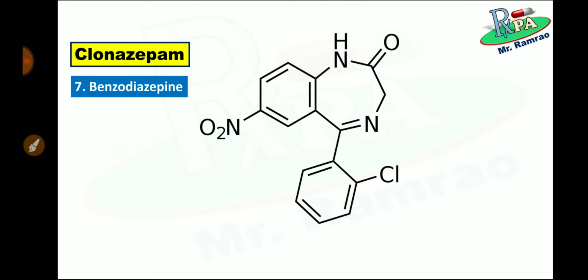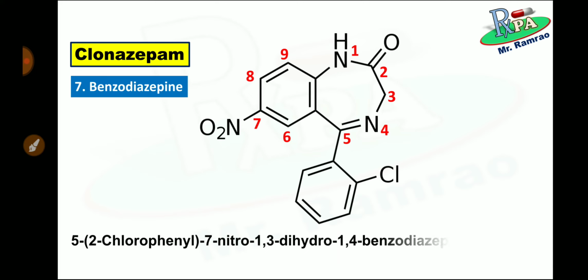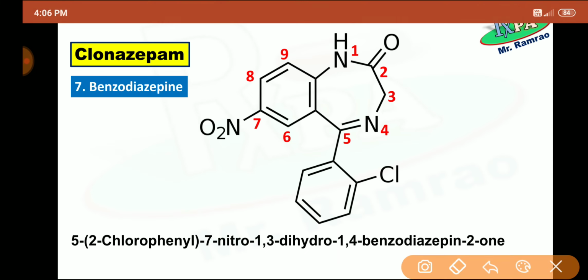Next chemical class is the benzodiazepine derivative. We have already covered these benzodiazepine derivatives in the sedatives and hypnotics. Please go and watch that video also. We'll see how the IUPAC name is given to this molecule, and the molecule belonging to this class is clonazepam. Now we'll see how the IUPAC name is given.